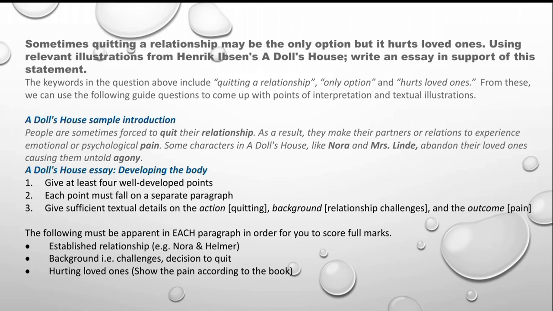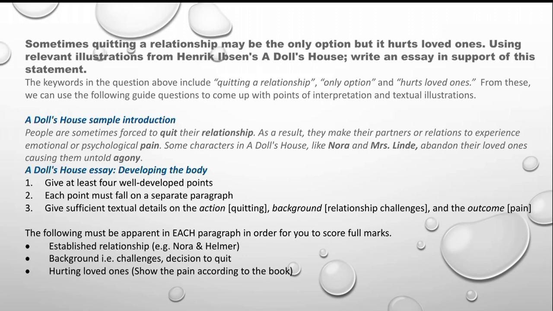A Doll's House essay: developing the body. Now, that is the next stage after you've done your introduction. On developing the body, at least give four well developed points. Each point must, of course, follow in a separate paragraph. Give sufficient textual details on the action, that is on quitting, the background, that is the relationship challenges, and of course, the outcome.